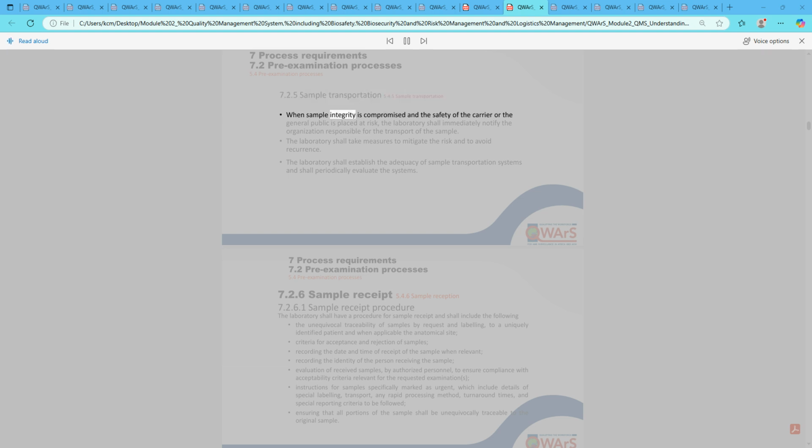When sample integrity is compromised and the safety of the carrier or the general public is placed at risk, the laboratory shall immediately notify the organization responsible for the transport of the sample. The laboratory shall take measures to mitigate the risk and to avoid recurrence. The laboratory shall establish the adequacy of sample transportation systems and shall periodically evaluate the systems.